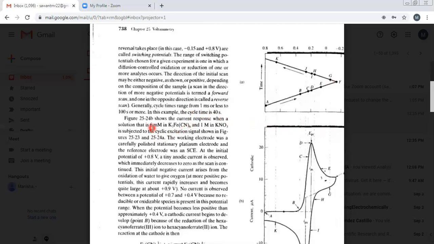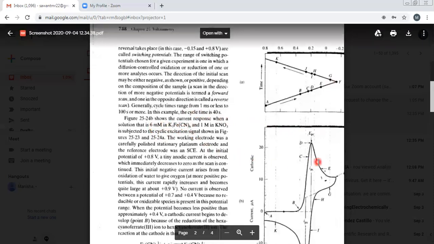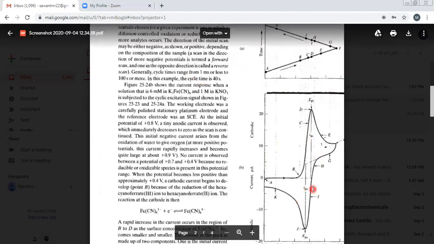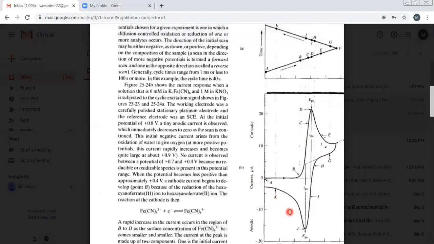Now, in figure 25-24b, this figure indicates the current responses recorded with respect to how we apply the potential. Okay. So this is the current response for a solution that is 6 millimolar in K3Fe(CN)6 and 1 molar in KNO3. So this is our analyte and this is the supporting electrolyte. This is subjected to the cyclic excitation signal shown in figures 25-23 and 25-24a.